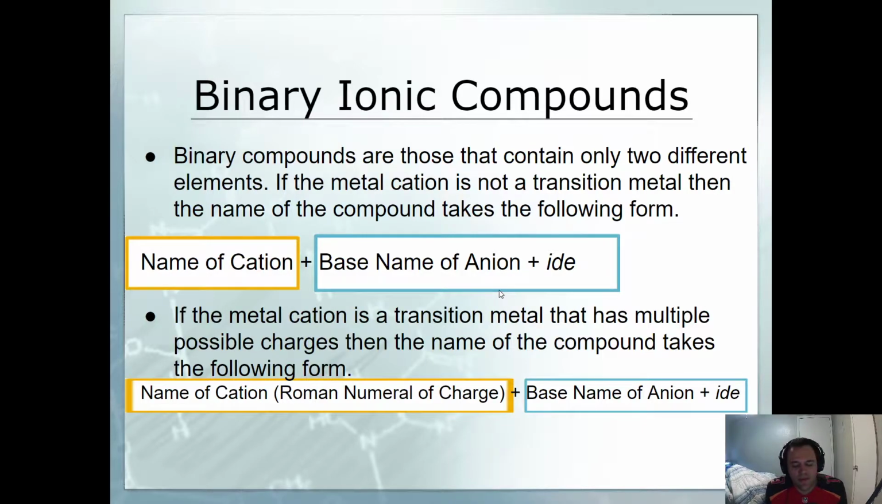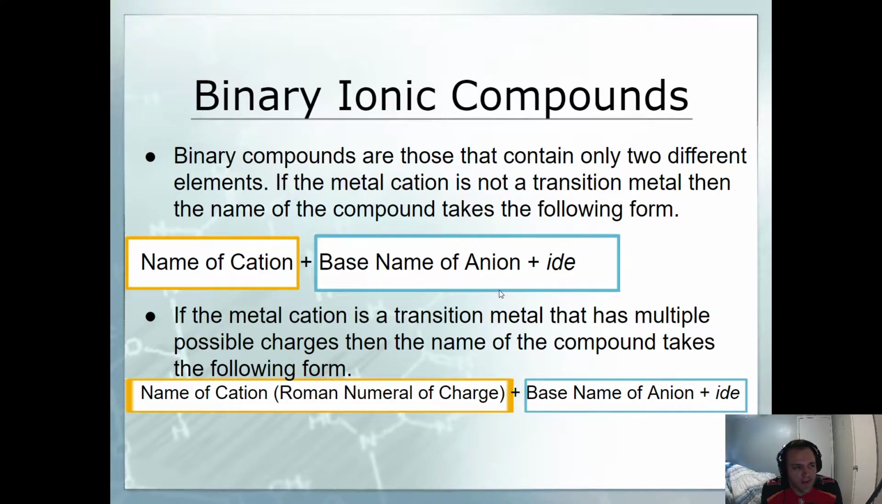When we are naming them, there's two main types of ionic compounds. There's binary ionic compounds, and there's polyatomic ionic compounds. We've talked about both briefly before, so you should be able to tell the difference. And the ways that you name them are slightly different as well.